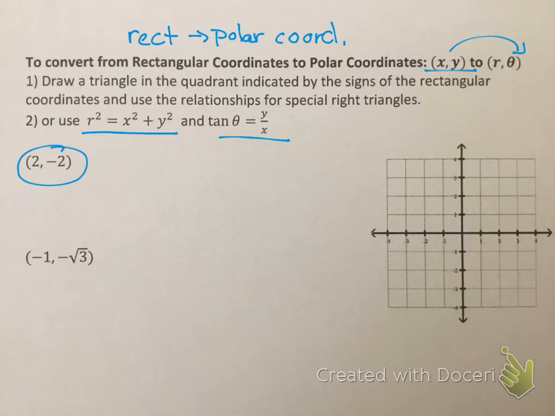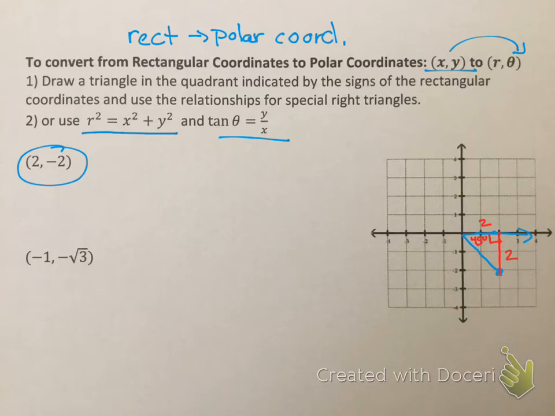So let's do the first one. I'll do it for you both ways, and then we can do the second problem. 2 comma negative 2. Okay, there's my point right there. So from the pole, I'm going to make a perpendicular here. There we go. So I know that this distance right here is 2 and this distance right here is 2. So if this is a 90-degree angle and the legs are the same length, I know it's an isosceles triangle and that this has to be a 45-degree angle.